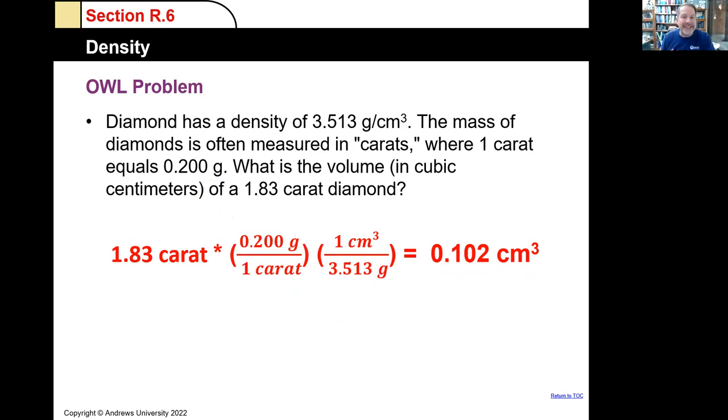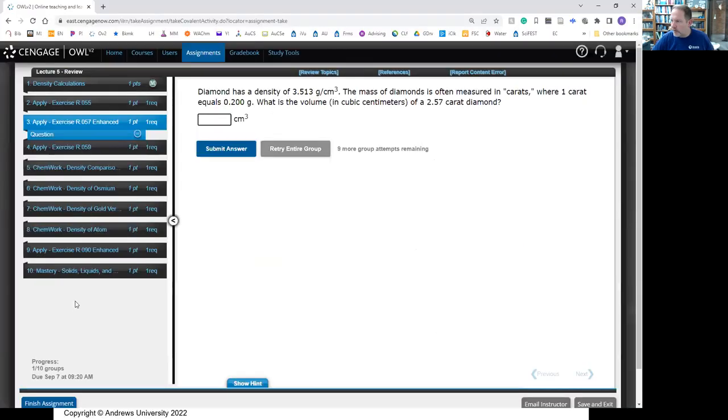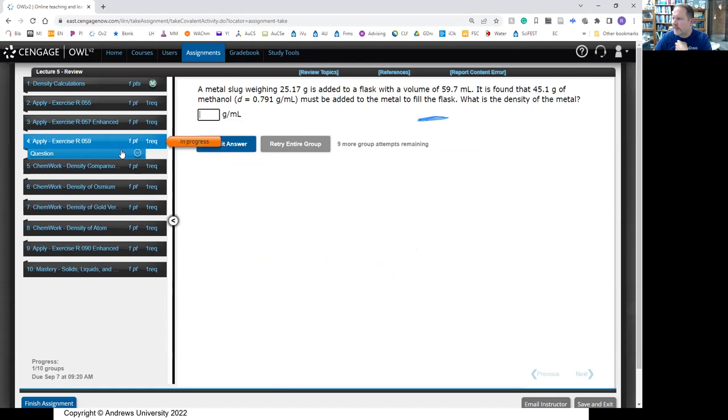Okay, so I'll post these notes. Actually, it's already posted in the lecture 5 notes. That's there. Oh, it's just showing the conversions there. So let's jump back to OWL. All right. So I can't type that number in here because this is a different amount of carats. 14 carat diamond? I wonder if it's here. Probably does.